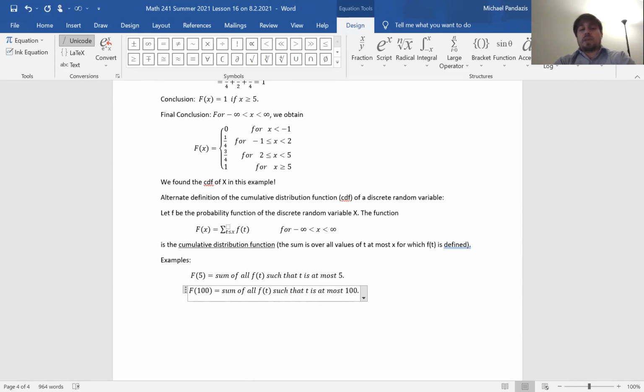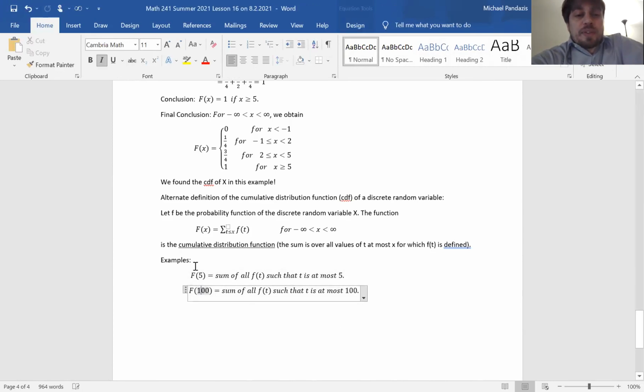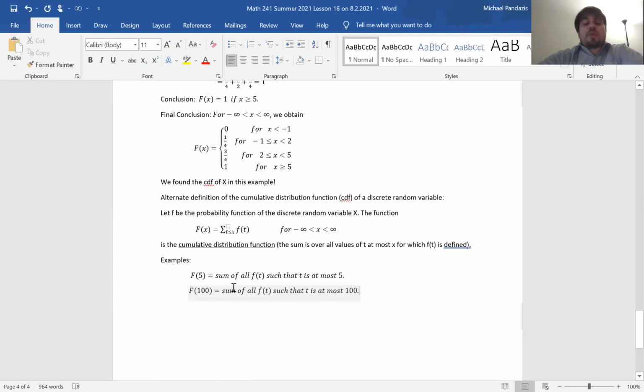I'm not going to make you add up 100 values, but f of t may only be positive for a certain number of small finite values, right? Even if it's at most 100. But I'm using extreme numbers here just to illustrate the meaning of the 5 and 100. So capital F of 100 is the sum of all little f of t so that little t is at most 100. Okay, so those are two examples of how that notation is working.